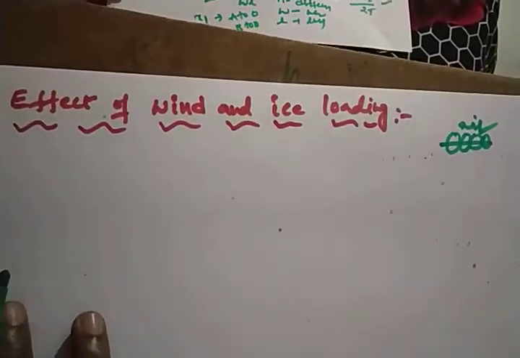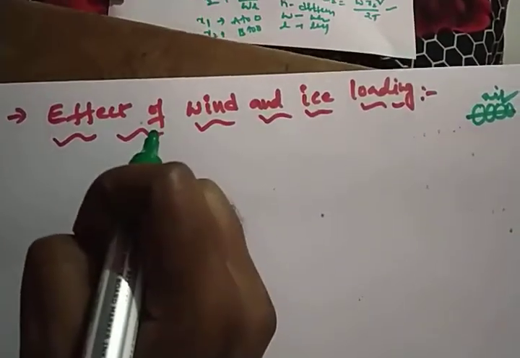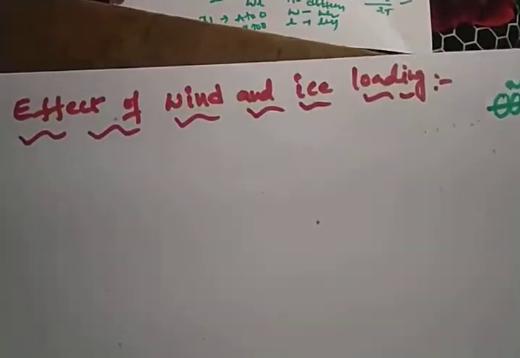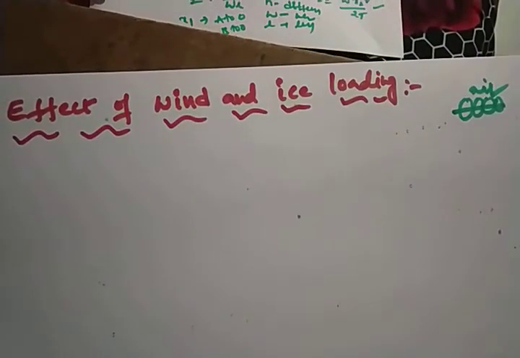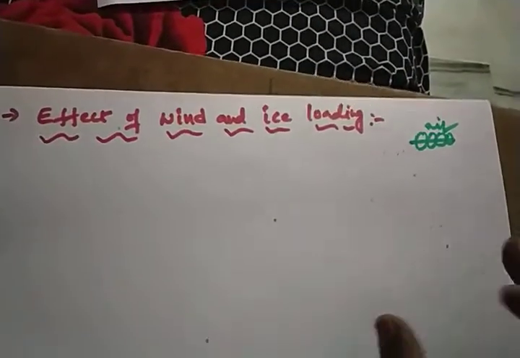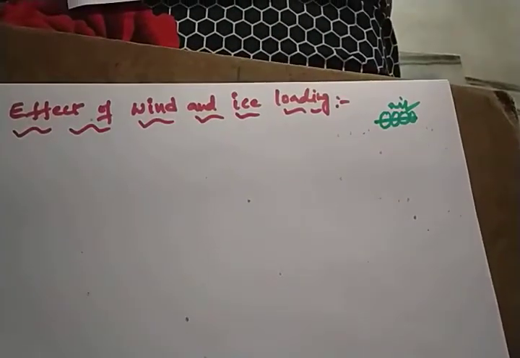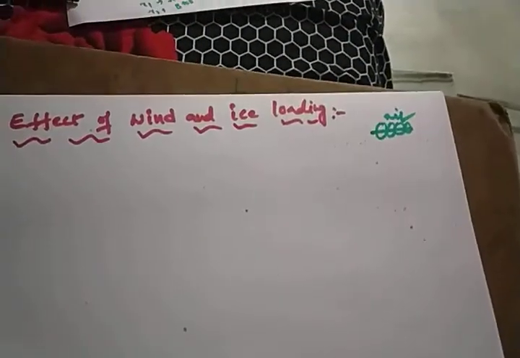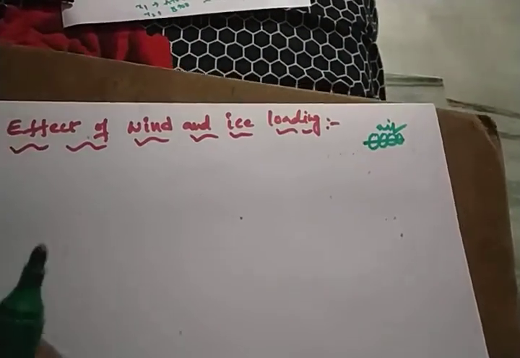We already discussed the factors that affect sag. Definitely the location of a conductor matters. If the conductor is located in cool areas, like snow falling areas, where the transmission line is present, definitely ice will be present. Ice will surround the conductor, so we need to consider it while calculating the sag value of the transmission system.